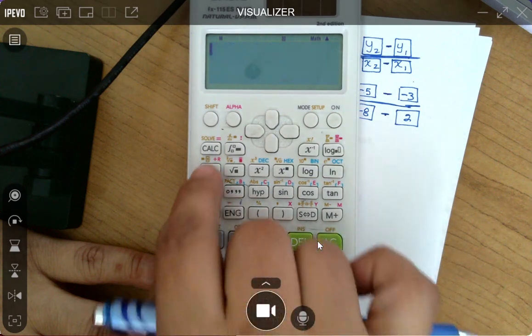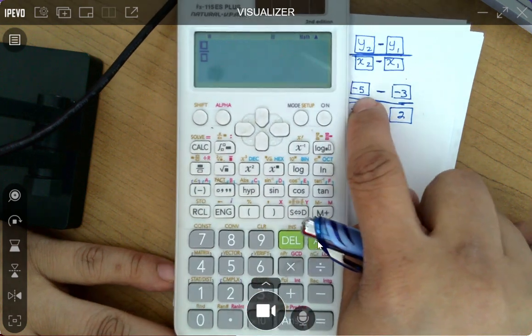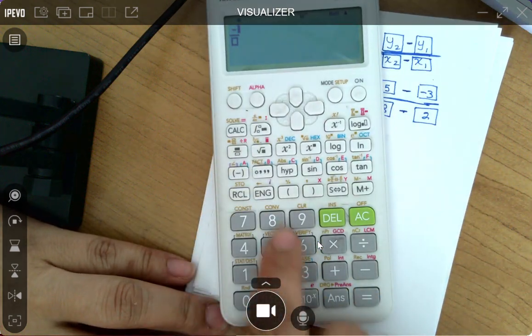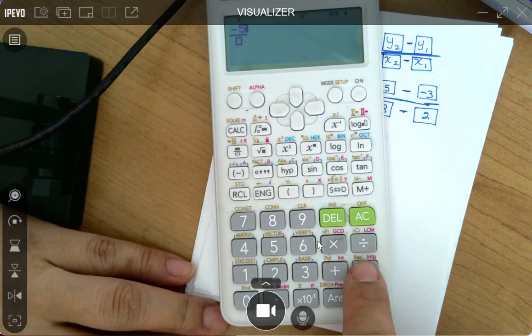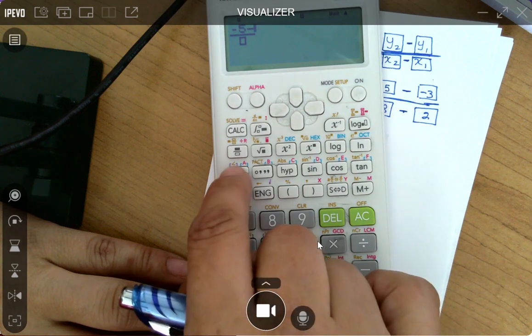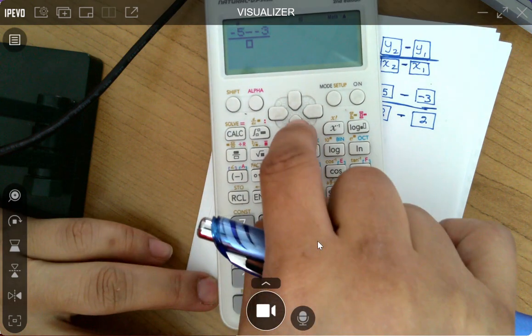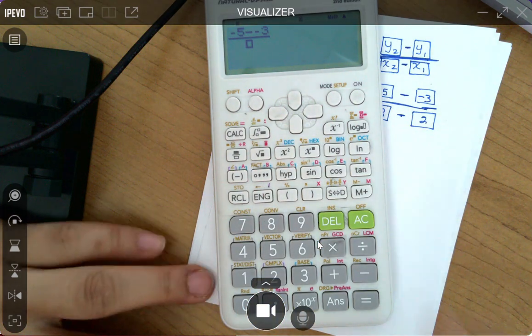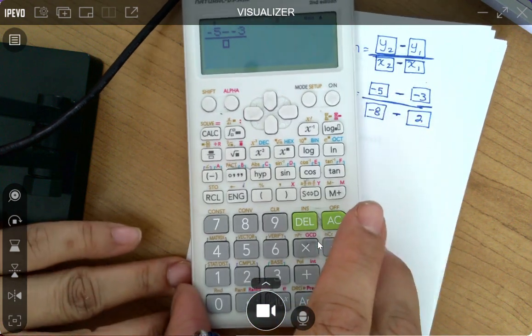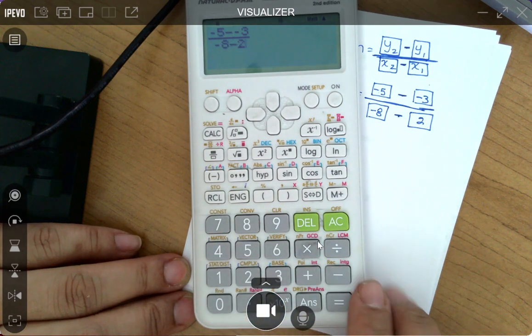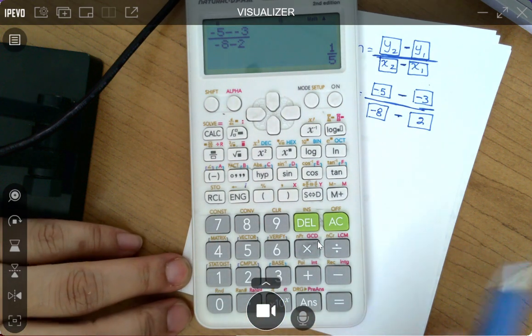So really, you just got to remember, the numerator is -5 subtract -3 over -8 subtract 2. -8 subtract 2 equals 1/5.